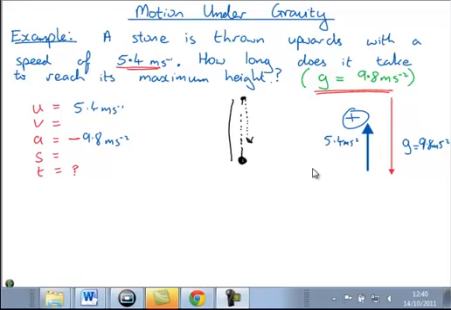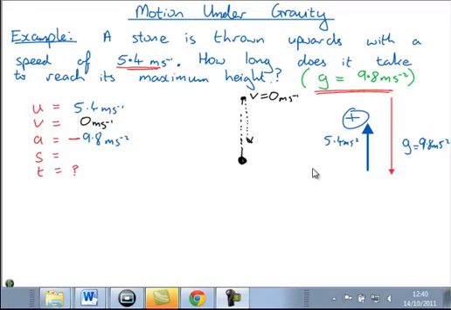And the special thing about its maximum height is that up here the velocity is equal to 0 meters per second. So we can put that in as well. V, the final velocity at its maximum height, is 0 meters per second. That comes up quite a lot, so it's a bit of information that they've given us, but it's not obviously given to us.